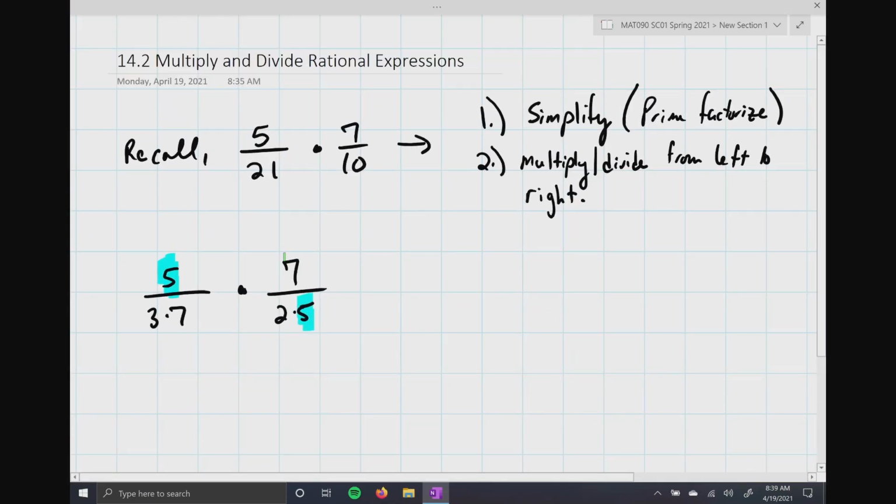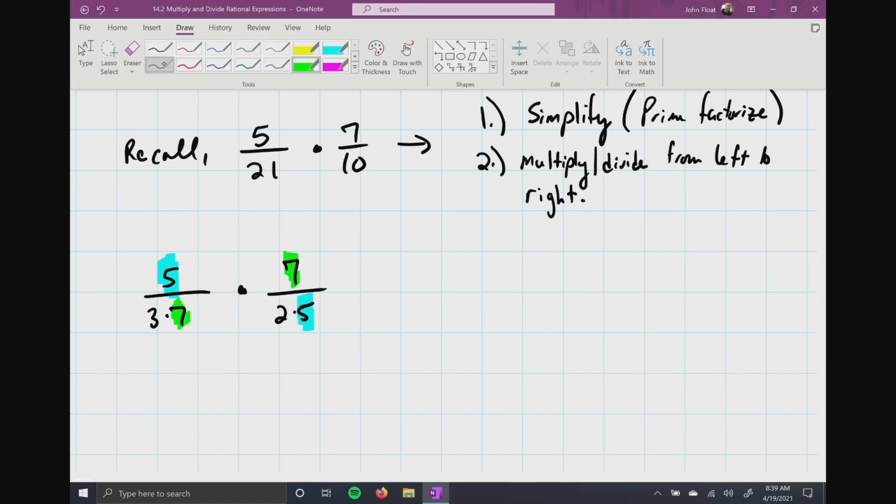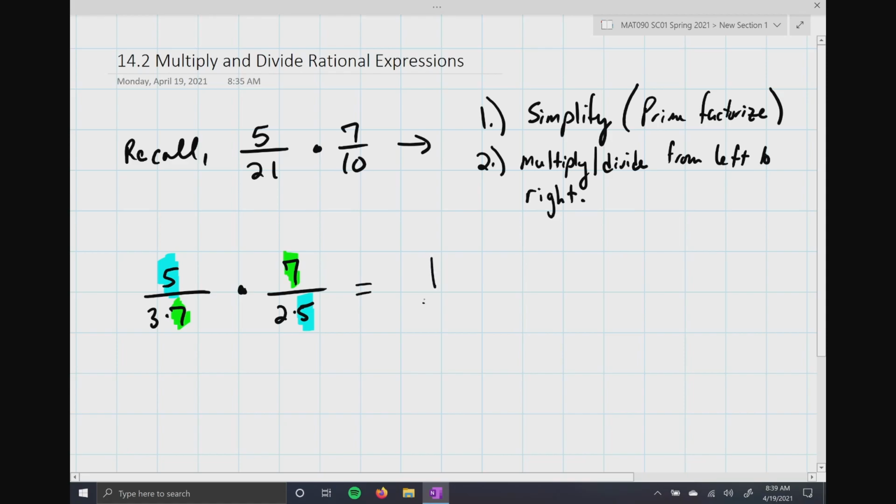And 7 over 7. I mean, that turns into a 1 as well. So I get 1 over 3 times 1 over 5, or the answer is 1 over 15. Did I say 1 over 15? I am making way too many mistakes today. The answer is 1 over 6.